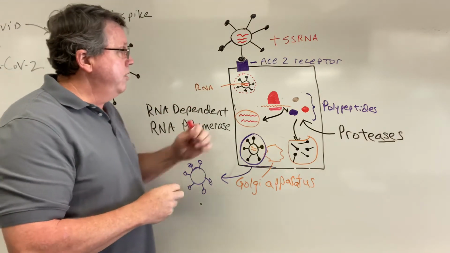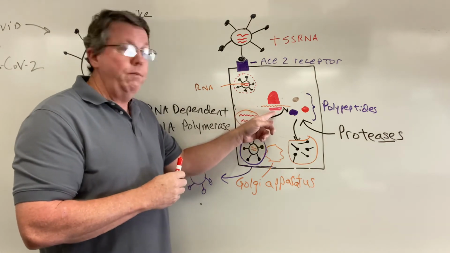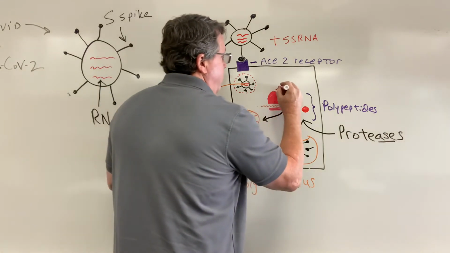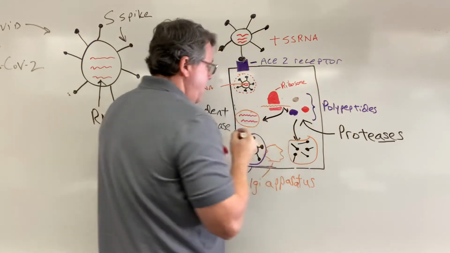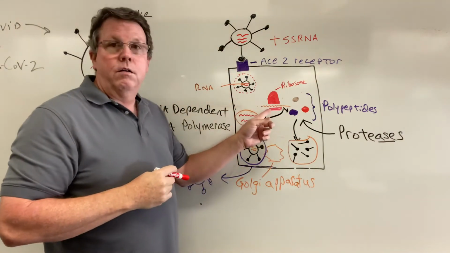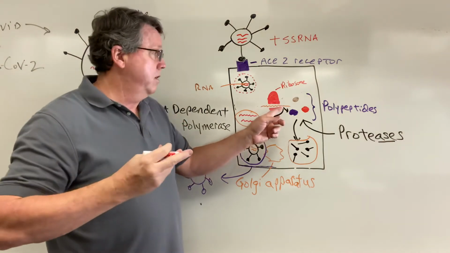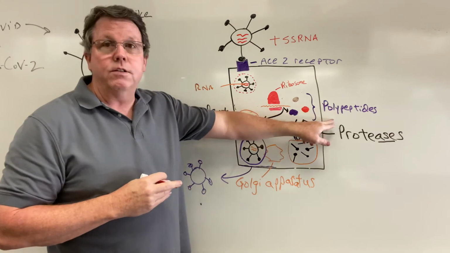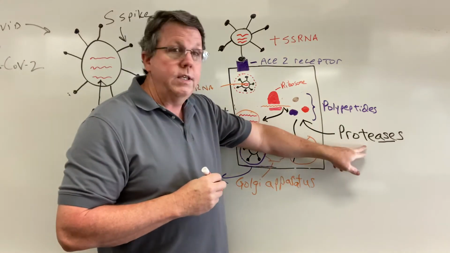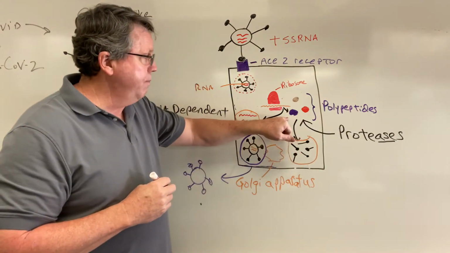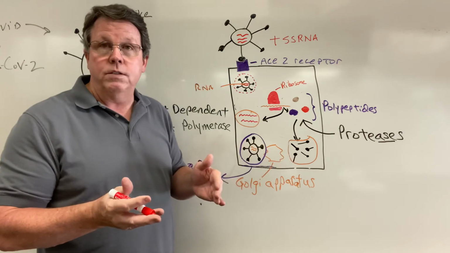What this will do is it will release the RNA, and then the RNA will go to the ribosome. So this here is the ribosome, and it will use that to make proteins. Or proteases, polypeptides. It's going to use it to make polypeptides. So here's my polypeptides. Then proteases will now turn those polypeptides into things that these virus can use.